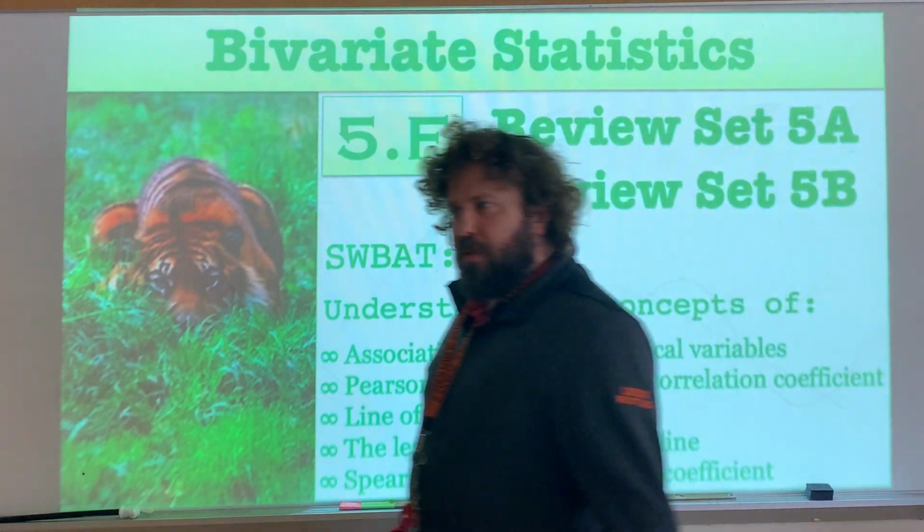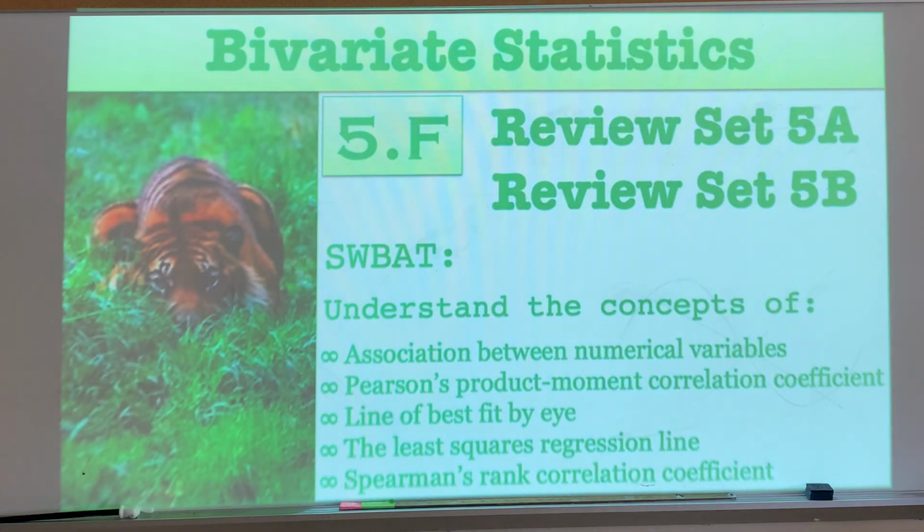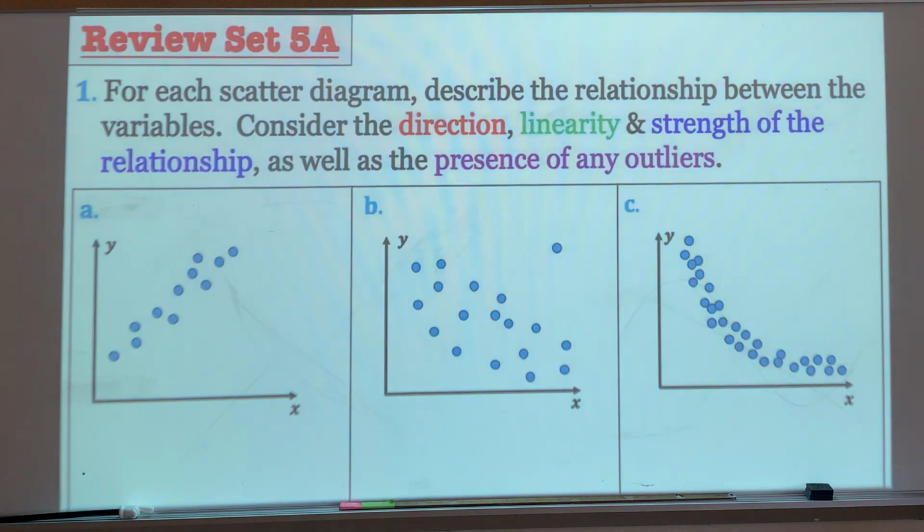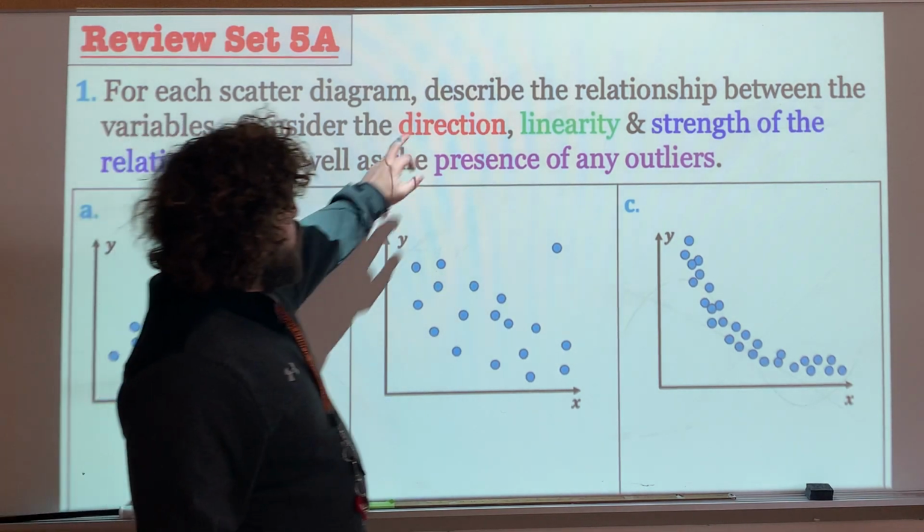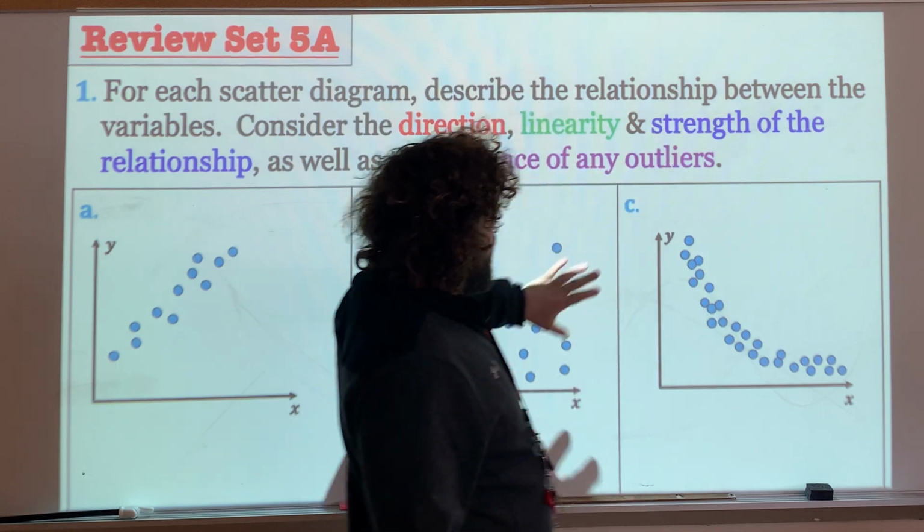First, bivariate obviously means two variables. Number one, for each scatter diagram, describe the relationship between the variables. Consider the direction, linearity, strength of relationship, as well as the presence of any outliers. So you're going to list four things for each one of these.